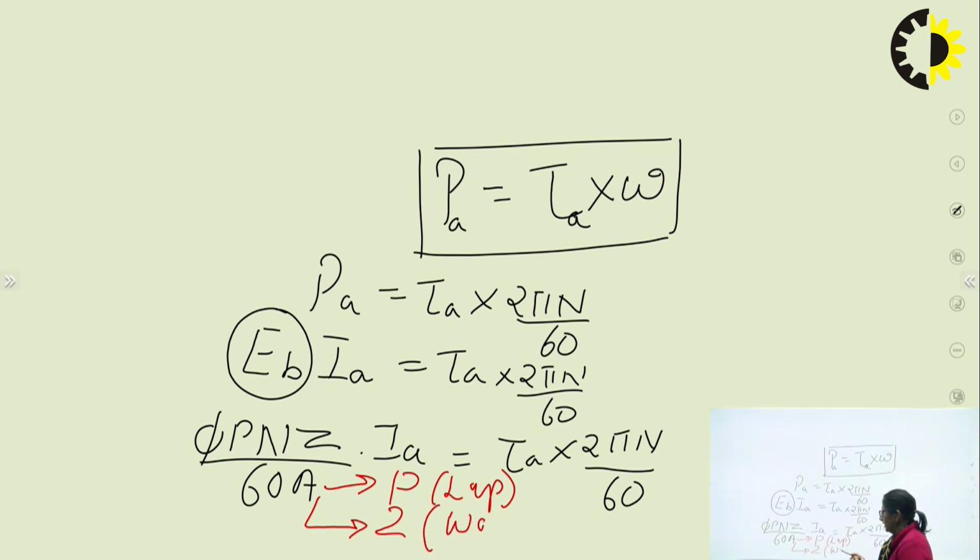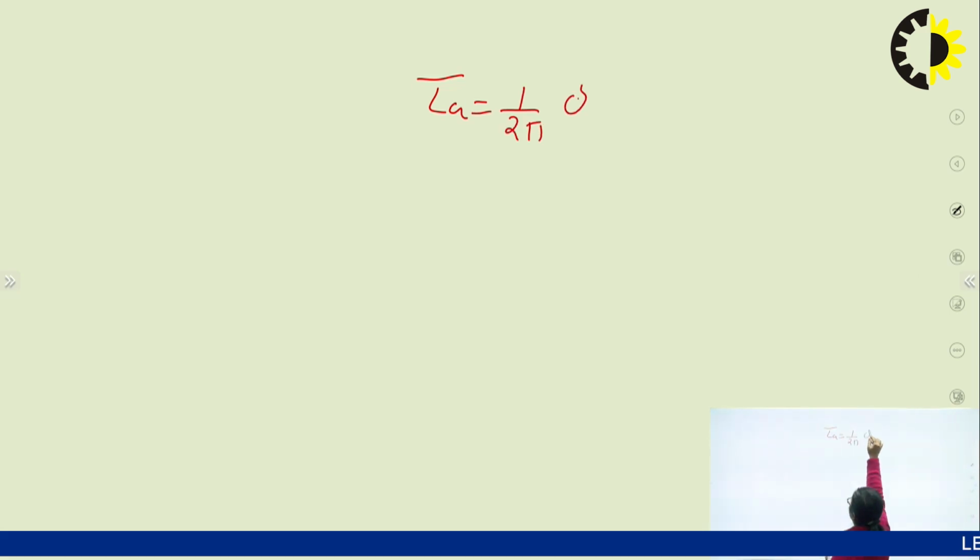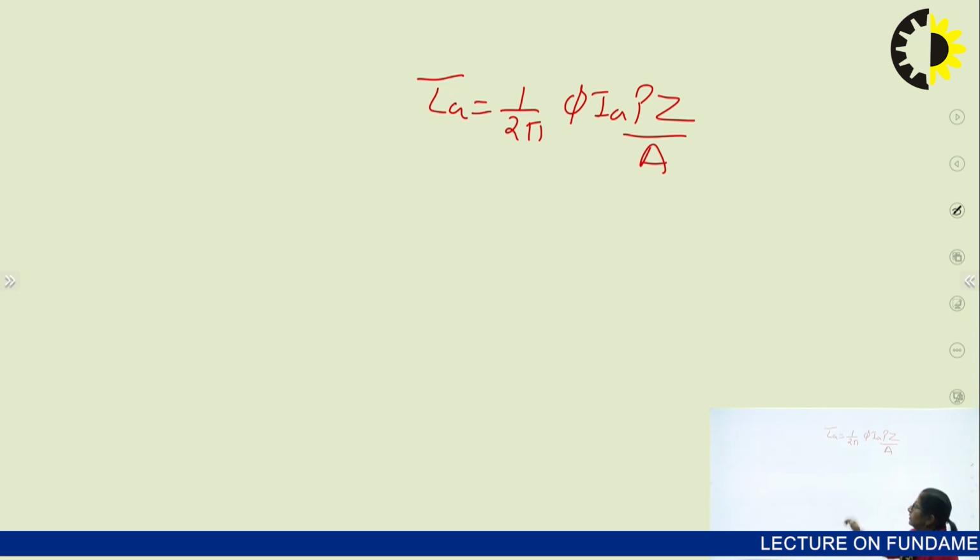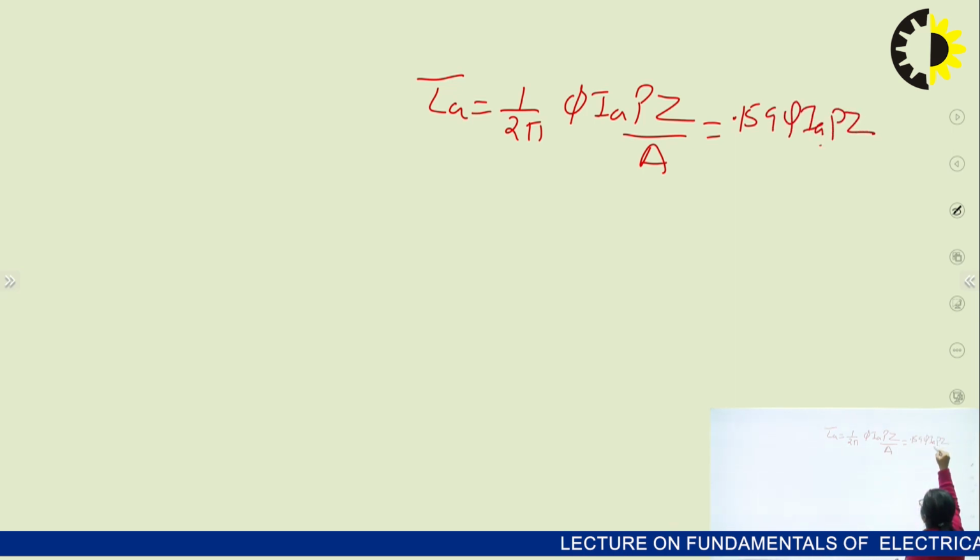We have seen this in the two types of armature winding, why the parallel paths are equal to the number of poles in case of lap, and in case of wave, why it is 2. So now, once again, going for the expression and deriving the expression for tau A from here. If I derive the expression for tau A from here, it will be 1 upon 2 pi phi IA PZ by A. This 1 upon 2 pi, if I say, is nothing but 0.159 phi IA PZ by A.